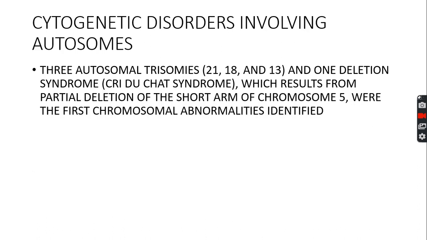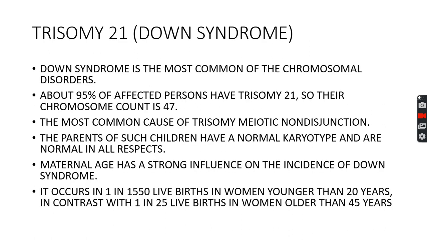So let's talk about some of the cytogenetic disorders involving autosomes. Three autosomal trisomies have been well studied: trisomy 21, 18, and 13. And we have one deletion syndrome known as Cri-du-chat syndrome, which results from partial deletion of the short arm of chromosome 5, where the first chromosomal abnormality was identified, as mentioned earlier.